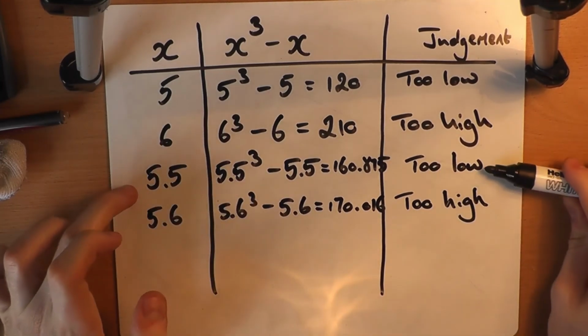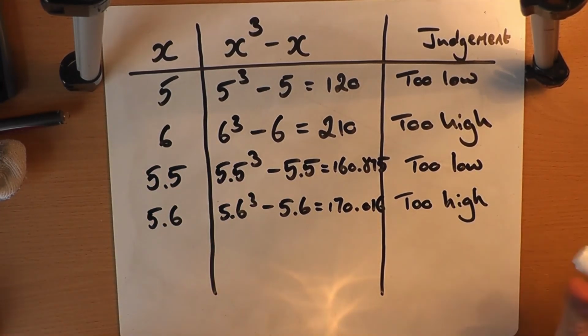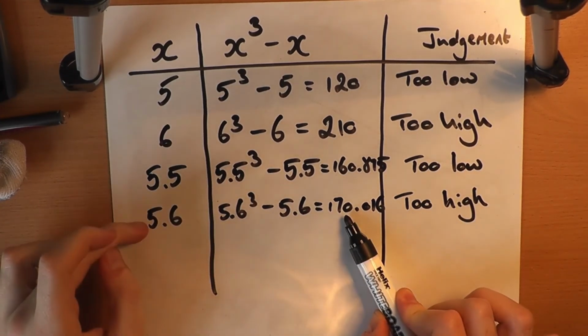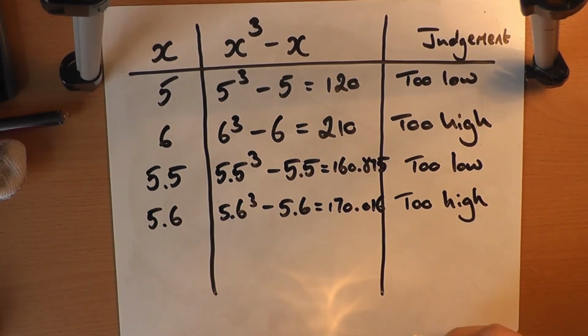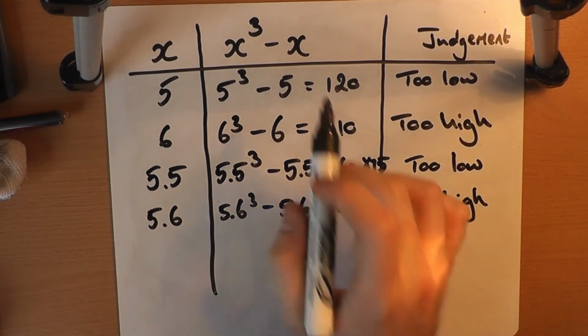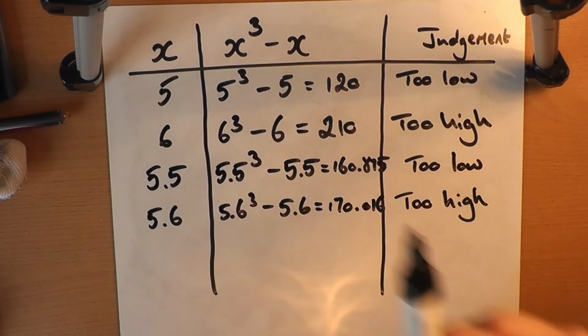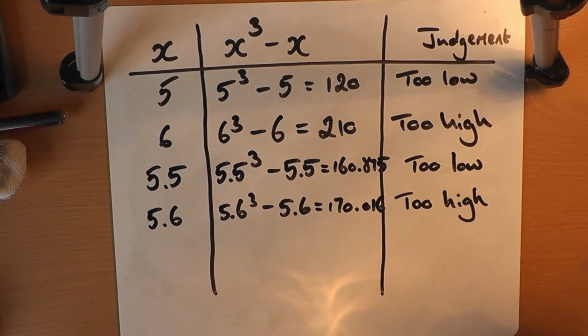Now, if 5.5 is too low and if 5.6 is too high, that means there must be an answer between 5.5 and 5.6 that gives us exactly 170. Now, gut feeling and logic tells us it's probably going to be very close to the 5.6, but we need to test that out just in case. The fact that there is a cubed power and the fact that there is this subtract going on can change things pretty quickly. Cubed powers grow fairly quickly.